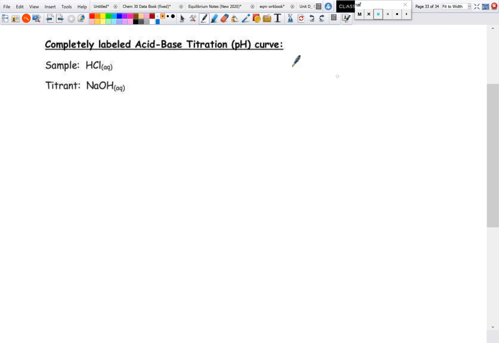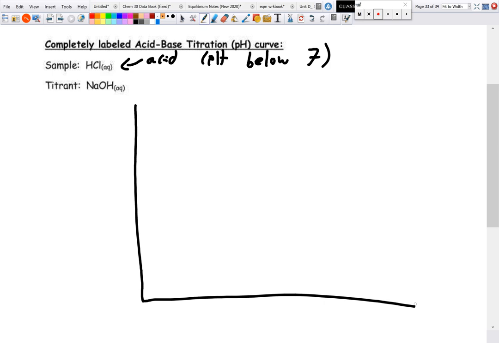So basically all it is, just theoretically, obviously we don't have the numbers here, so it's completely label an acid-base titration pH curve if our sample is hydrochloric acid and our titrant is sodium hydroxide. So we know our sample is an acid, right, so the pH should be low, and that's starting, right?